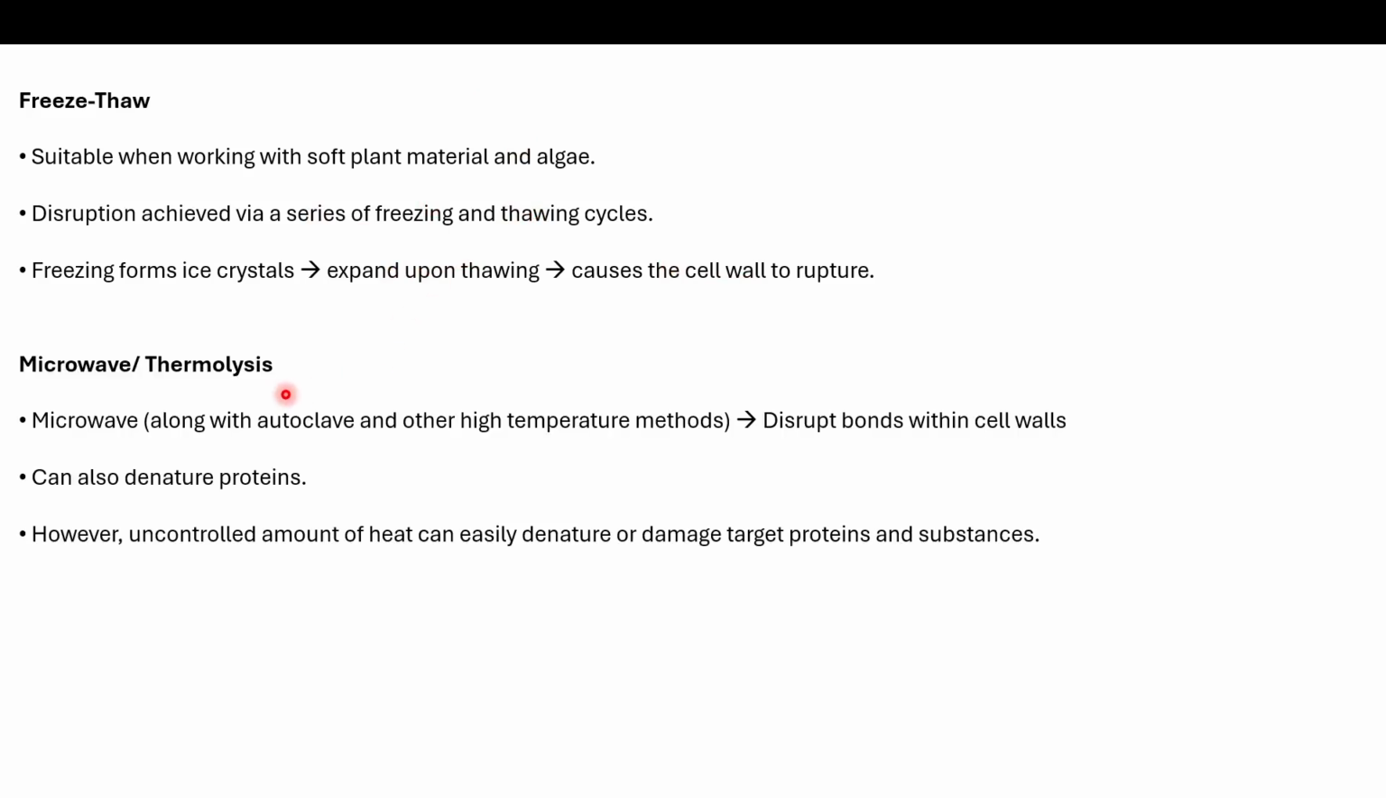Then one can also do thermolysis, basically exposing the cells or cell suspension or tissue suspension to a high temperature. Or one can even microwave. So microwaving, along with autoclave and other high temperature methods, can disrupt the bonds that are holding the cell walls, maintaining the integrity of the cell walls. Basically, high temperature can also denature proteins that constitute the cell walls or the cell membrane.